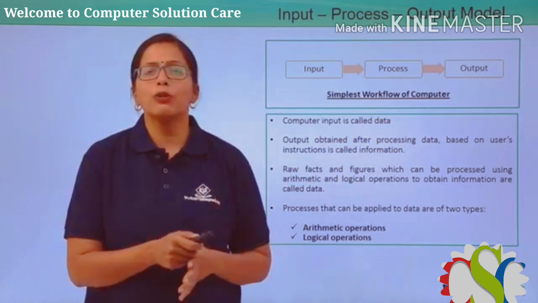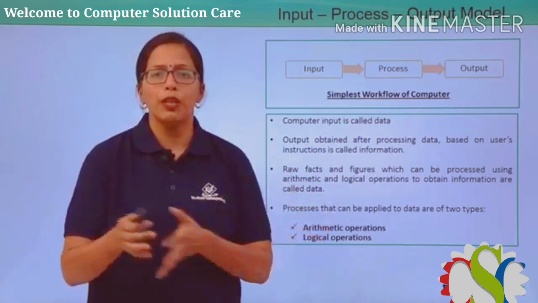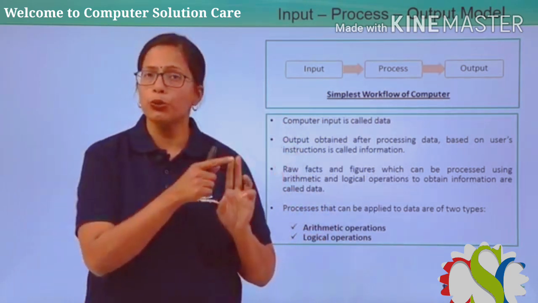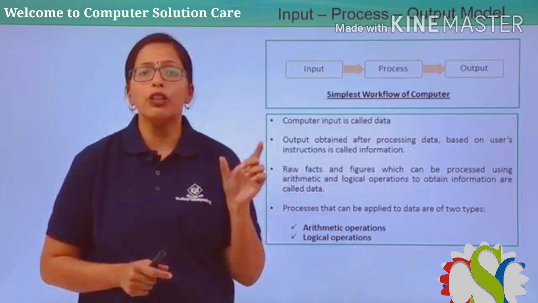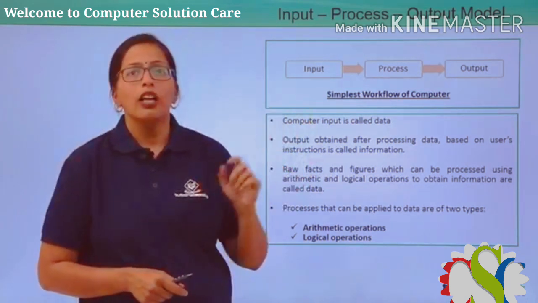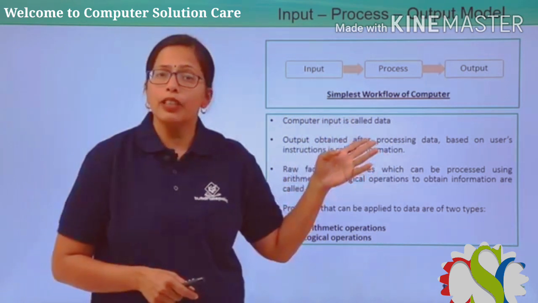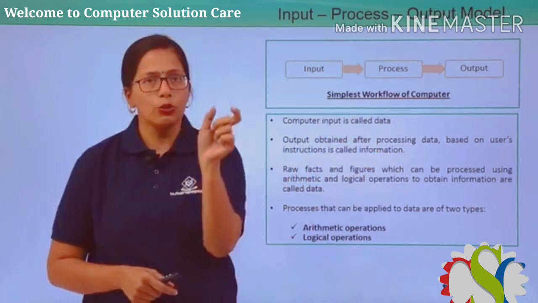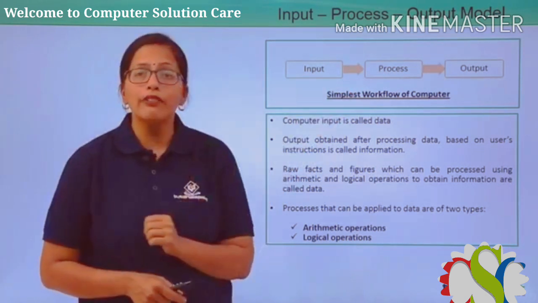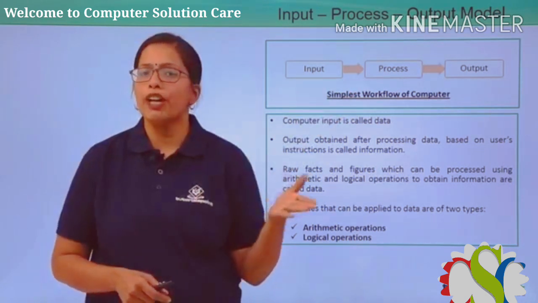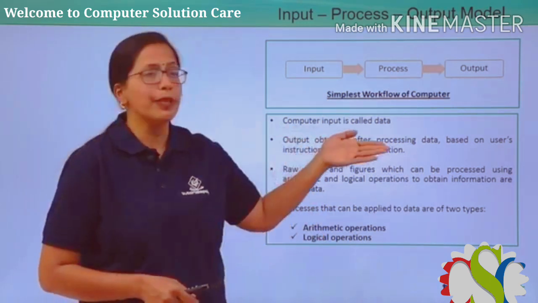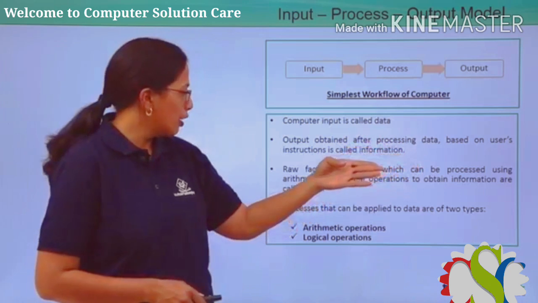For example, I want to add two numbers, say 2 plus 3. So what will I input? I will input the two numbers 2 and 3, and I will input the arithmetic operation that I want to do, which is addition. What is the process that will be done by the computer? Addition. 2 plus 3 will be done by the computer, and what is the output that will be given to us? It will be 5. So 2 plus 3 is equal to 5. This whole process has been done by the computer.